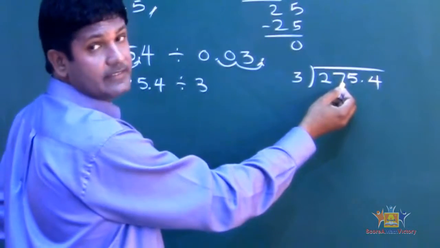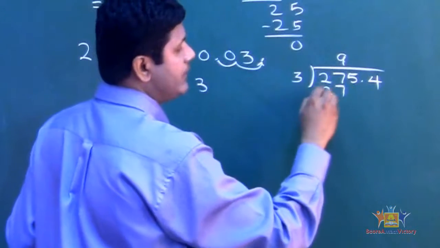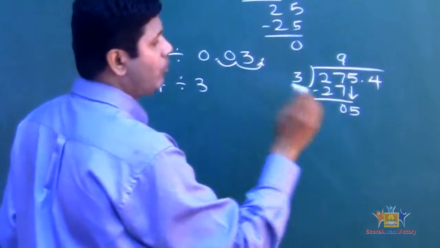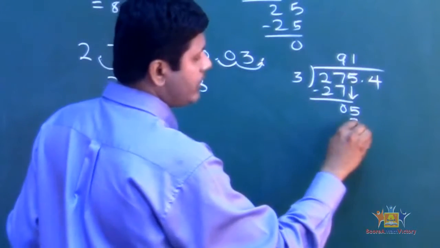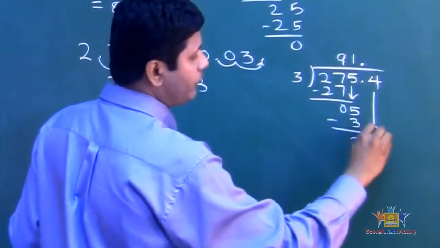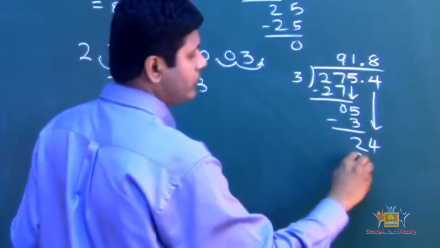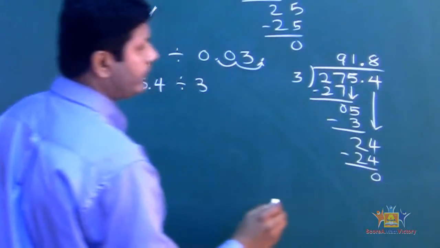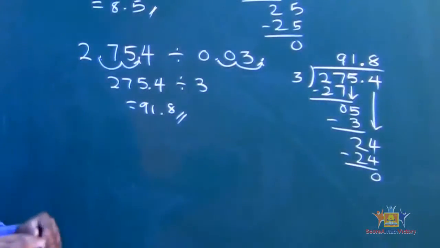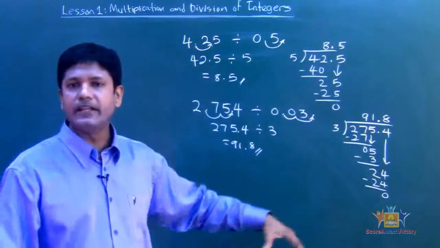2, I cannot. 27. That's how many 3s? Very good, 9. 9 times 3 is 27. Minus, give me 0. Then bring the 5 down. In 5, that's how many 3s? 1. 1 times 3 is 3. Minus, 5 minus 3 is 2. See the decimal right there? Bring it up. Then bring the 4 down. In 24, that's how many 3s? 8, because 8 times 3 is 24. Minus, give me 0. So the answer is 91.8. That's it right there. Do I have to bring the decimal back or anything like that? No. Once you forget it, you don't remember it.